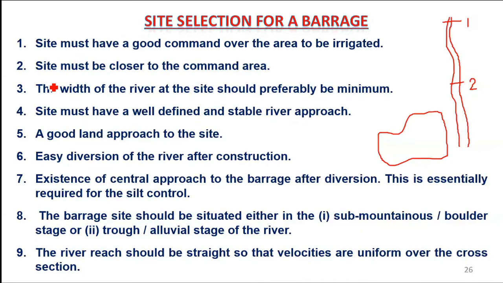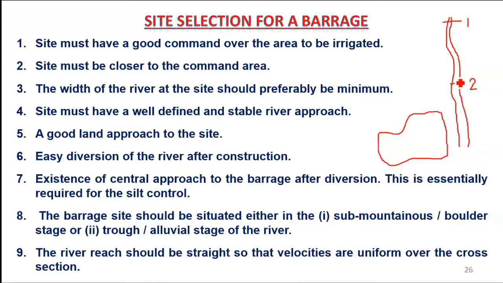Okay. Number three, the width of the river at the site should preferably be minimum, for example, here and here, where the width is lesser. So we also have to see that. Number four, the site must have a well-defined and stable river approach. The river cross-section should be stable over there. Number five, a good land approach to the site.